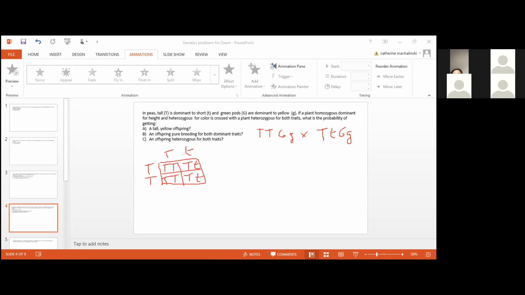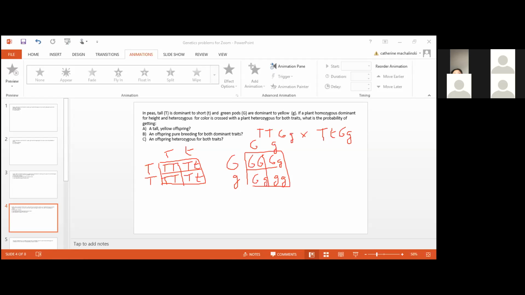And then you do another Punnett square for the color. So again, same thing. One goes on the top, one goes on the side. Okay. So now that we've got this set up, we can look for how often we got what we were asked for.